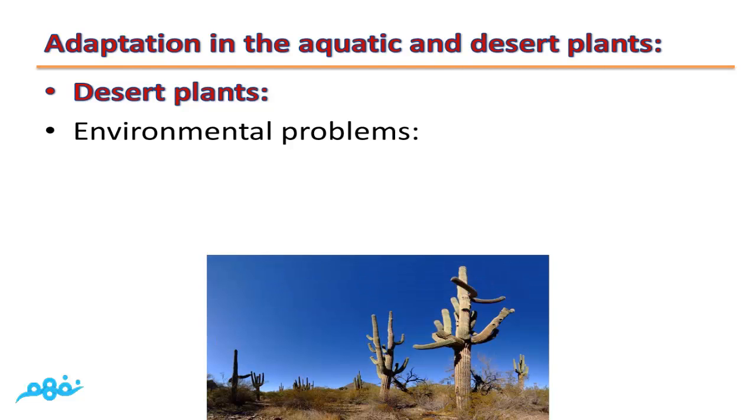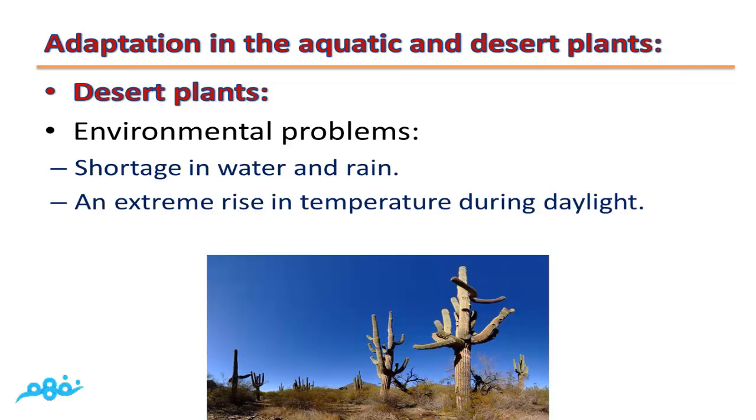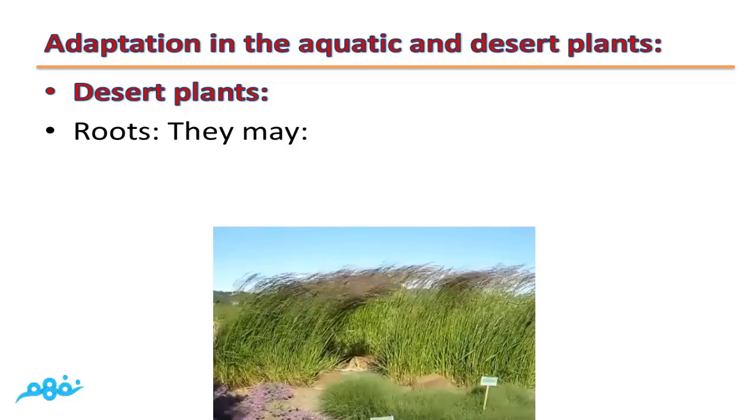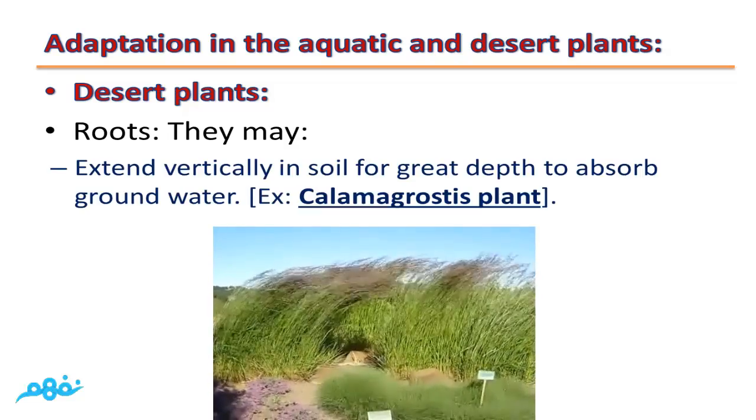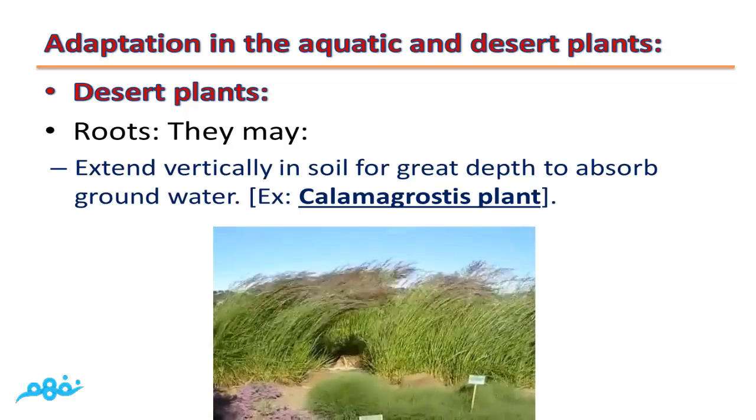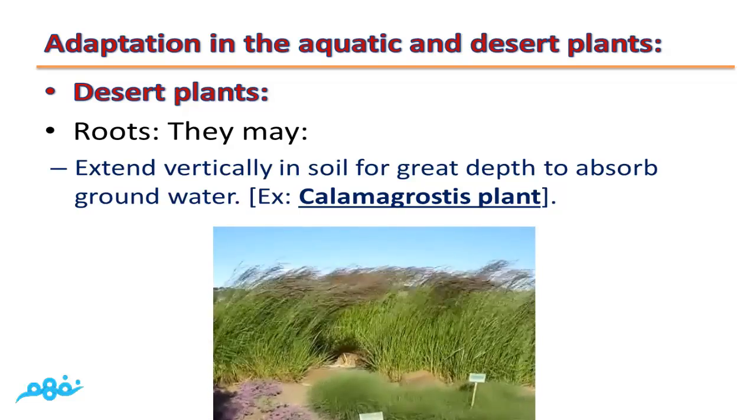What about desert plants? Environmental problems facing desert plants. Number 1, shortage in water and rain. Number 2, an extreme rise in temperature during daylight. Finally, strong wind.